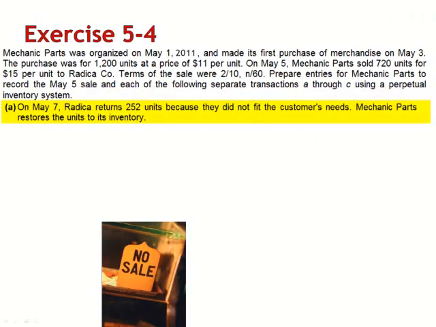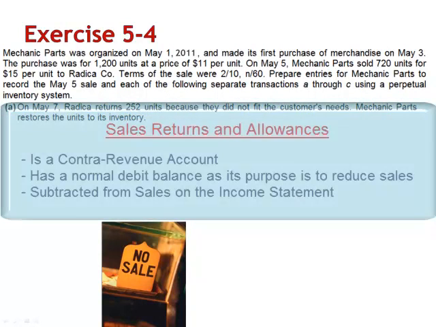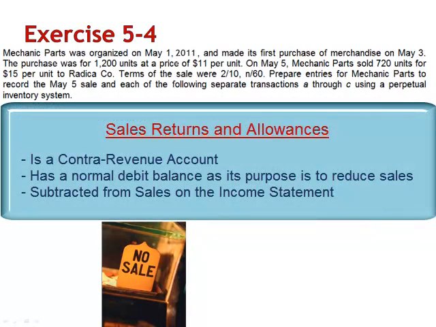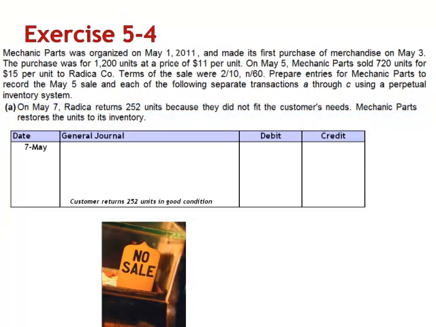On May 7th, Radica returns 252 units because they did not fit the customer's needs. Mechanic Parts restores the units to its inventory. In this case, we have a new contra revenue account, sales returns and allowances. It's used whenever we need to adjust the price to make our customer happy. So in this case, in order to make our customer happy, we needed to accept the 252 units back into inventory and credit the customer for the entire purchase price.